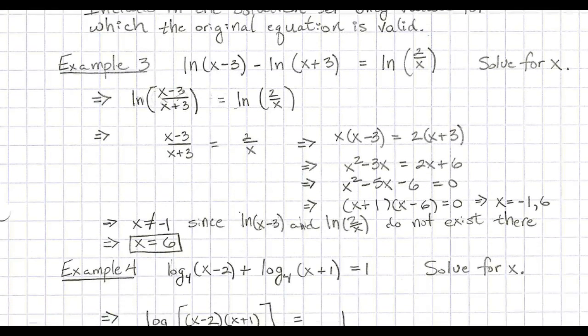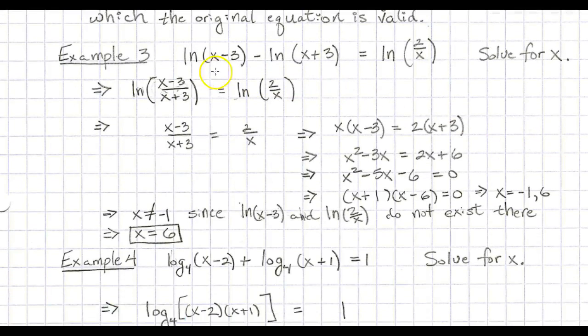Okay, so as an example, we want to solve the natural log of x minus 3 minus the natural log of x plus 3 equals the natural log of 2 divided by x, and we want to solve this for x. So the first thing I want to do is combine these two logarithms on the left side. Note when I have the natural log of something minus the natural log of something else, that's the same thing as the natural log of that first something divided by the second, so x minus 3 divided by x plus 3 in this case, equals the natural log of 2 over x.